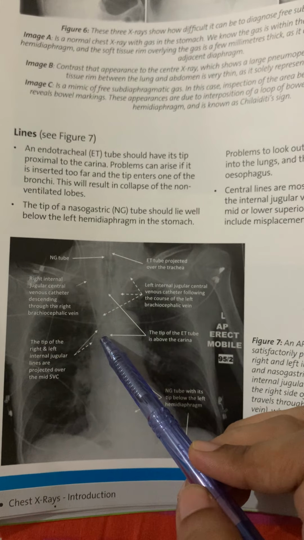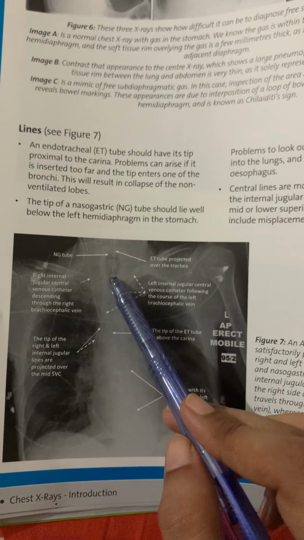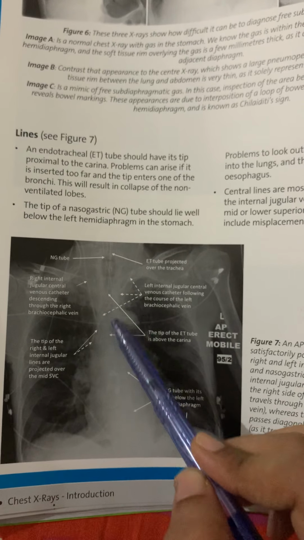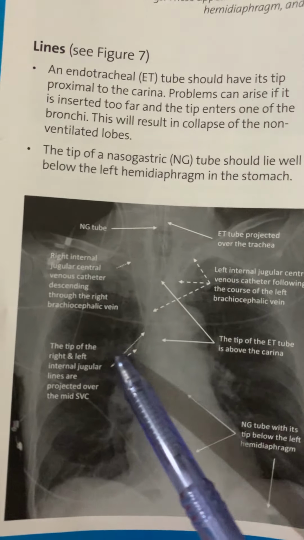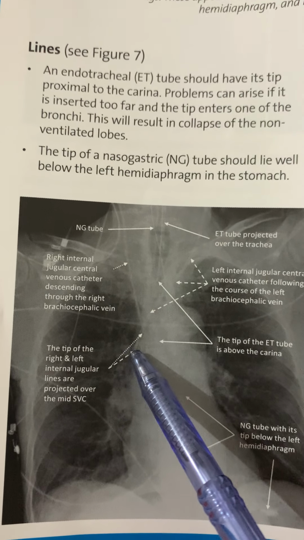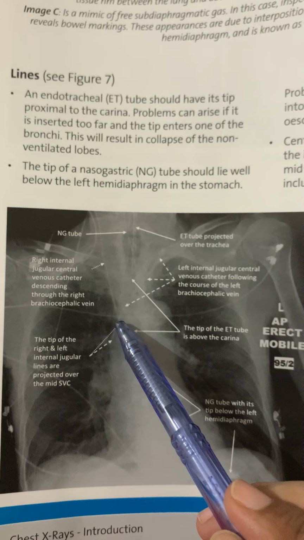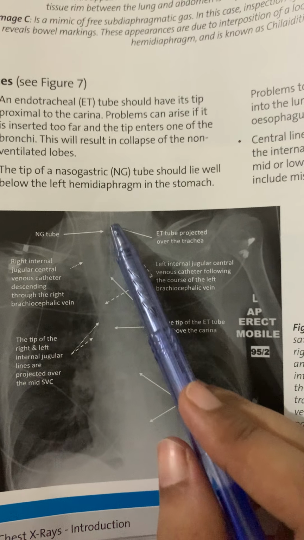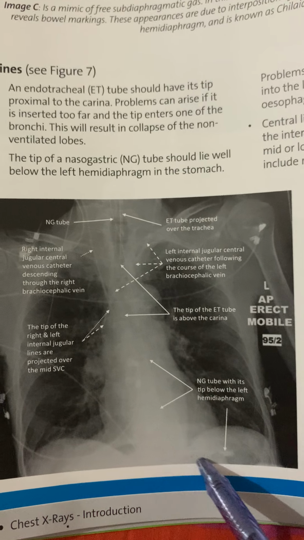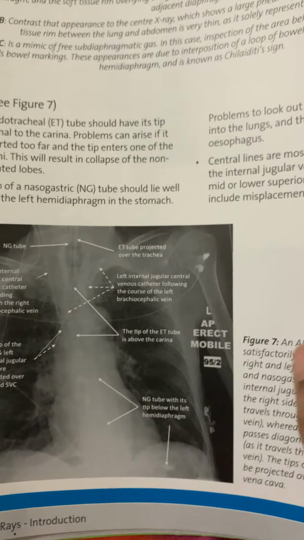This is the tip of the ET tube. This is the tip of the ET tube just above the carina. These are the tips of the right and left internal jugular lines, which are projected on the mid superior vena cava. Here is the ET tube, and here is the NG tube with its tip below the left hemidiaphragm.